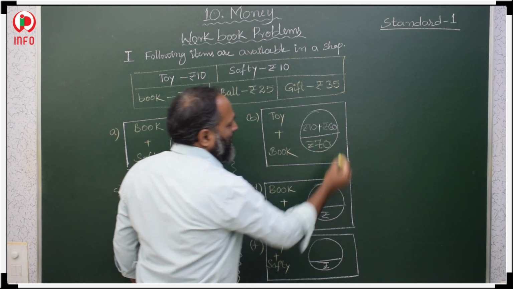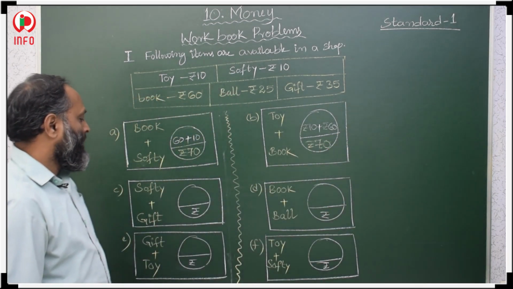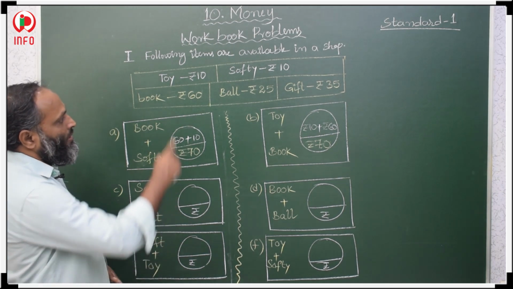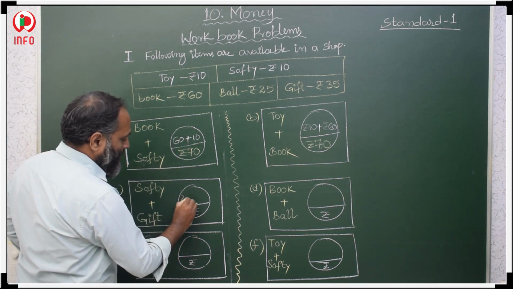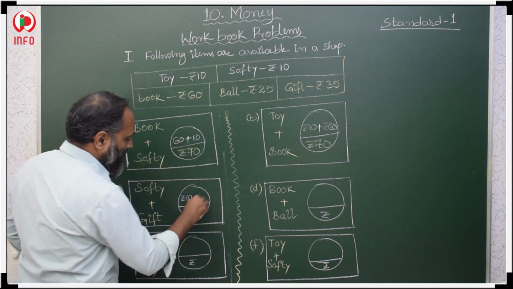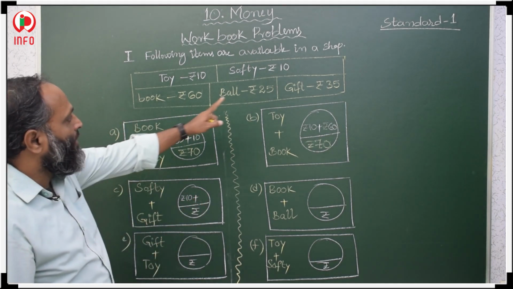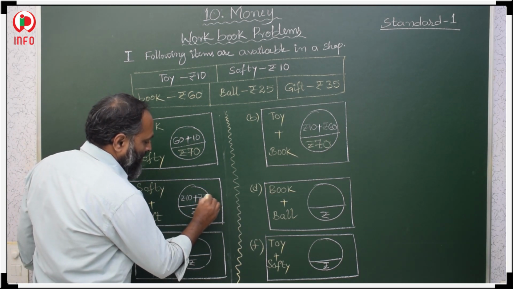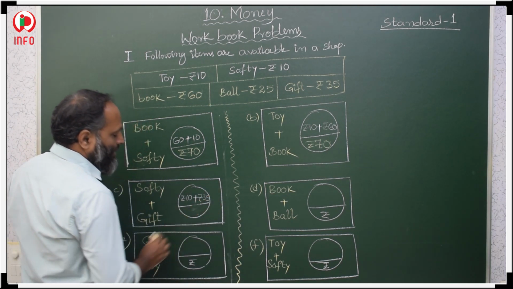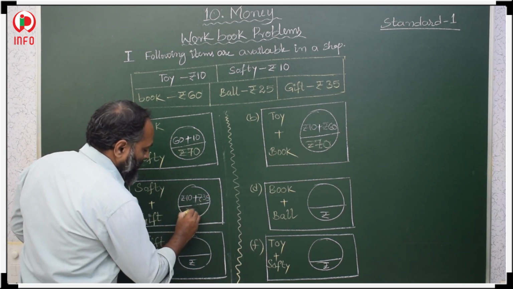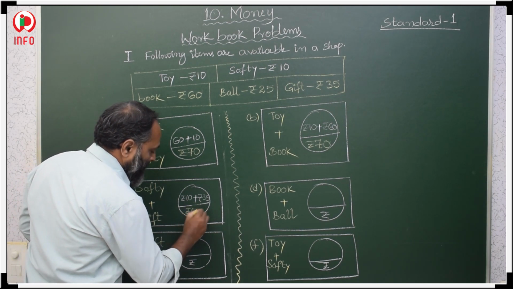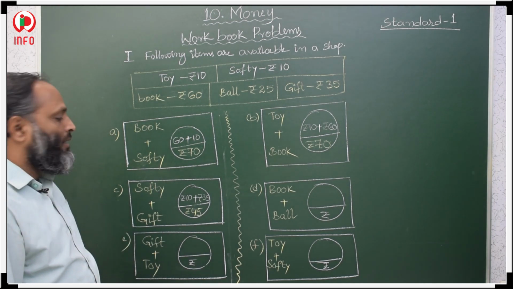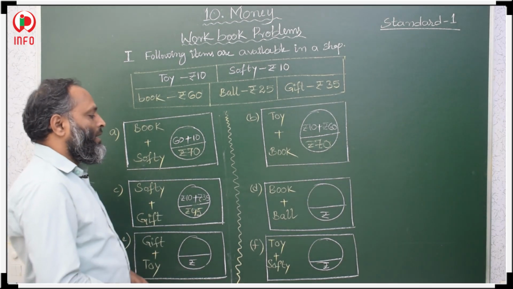Rupees 70. Okay. Now here softy. What is the softy price? 10 rupees. And after that, plus gift. How much is the gift? 35 rupees. 35 plus 10, 45 rupees. The price is 45 rupees, softy plus gift price.